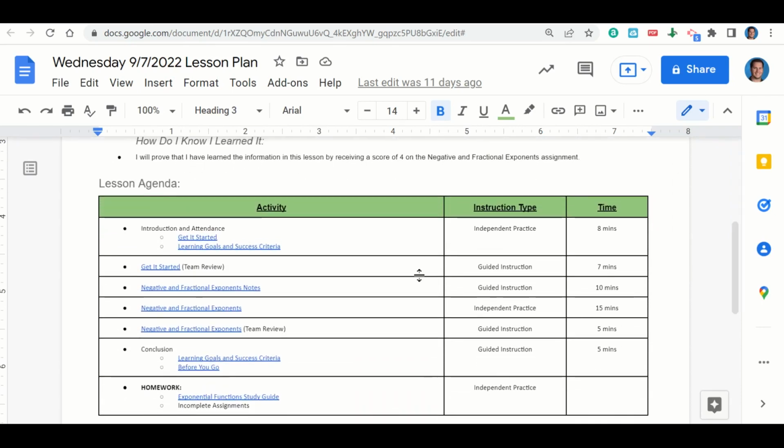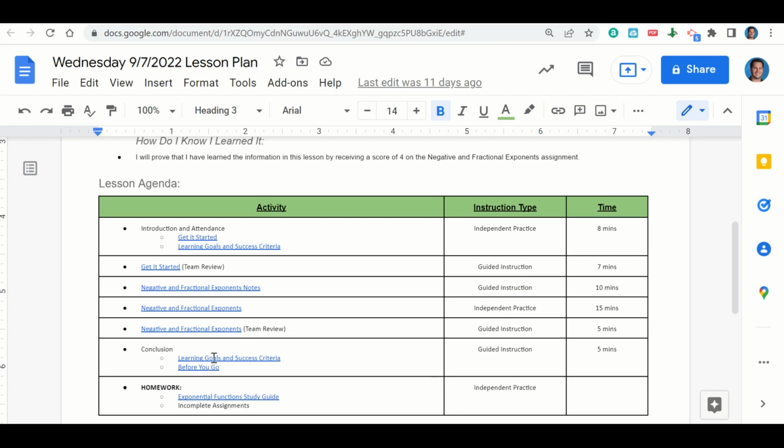Now let's take a look at our agenda. First thing we'll do is go over the learning goals and success criteria. While we do that, you'll fill out your Get It Started. Once you've completed your Get It Started, we'll go over it together and answer any questions that you may have. Then we'll get into the negative and fractional exponents notes. After we've gone over the notes, you'll complete the assignment on negative and fractional exponents. Once you've completed the assignment, we'll go over it together and answer any questions that you may have.